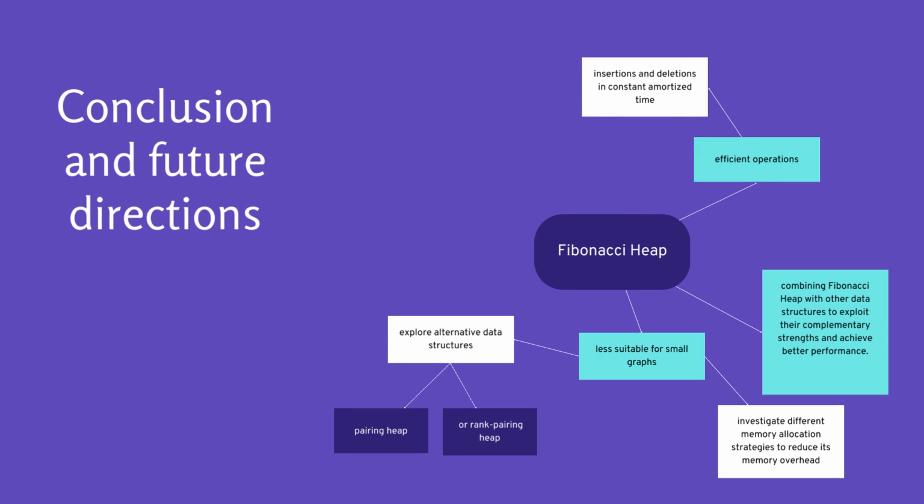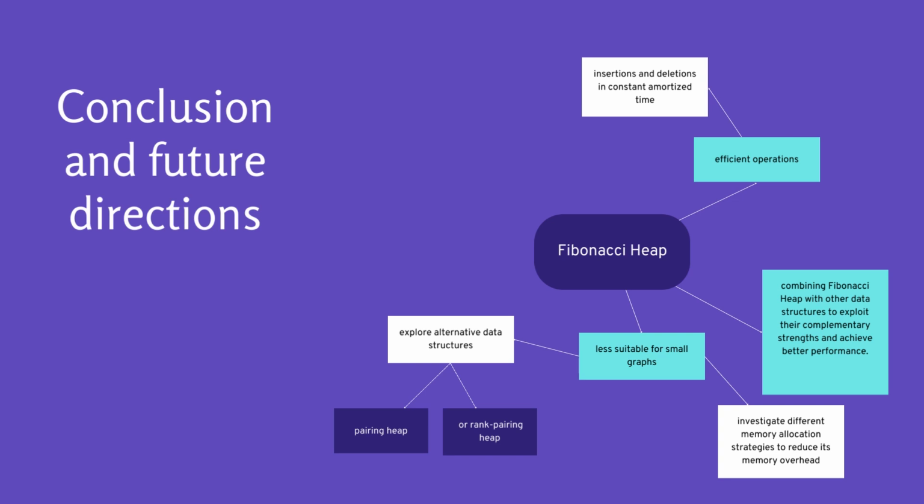In conclusion, Fibonacci heap is a powerful data structure that provides efficient operations for many graph algorithms, including Dijkstra's shortest path algorithm. Its main advantage is its ability to perform insertion and deletions in constant amortized time, which makes it particularly suitable for dynamic graphs. However, its main disadvantage is its large constant factor and higher memory usage compared to other data structures, which make it less suitable for small graphs or environments with limited memory resources.